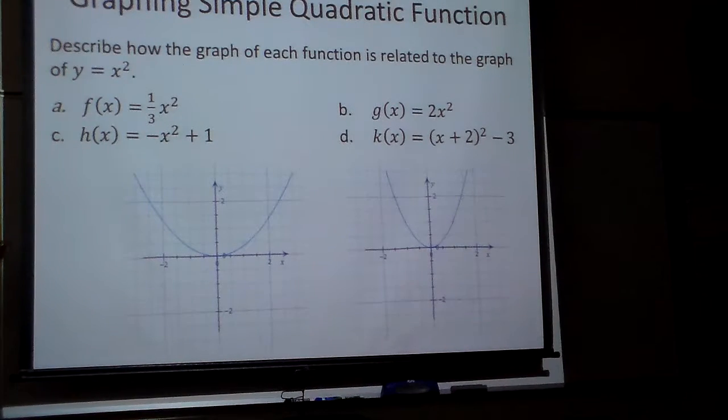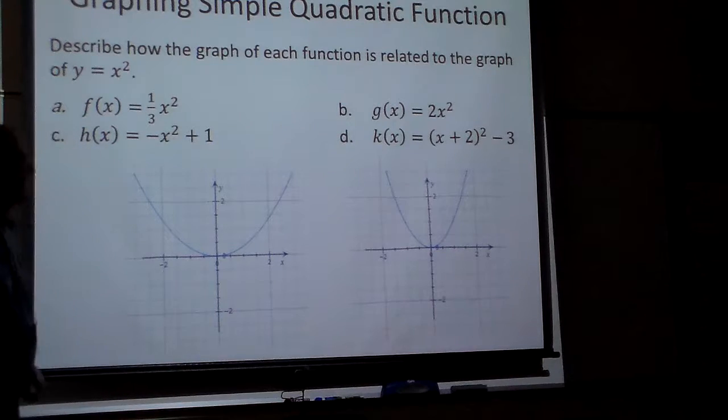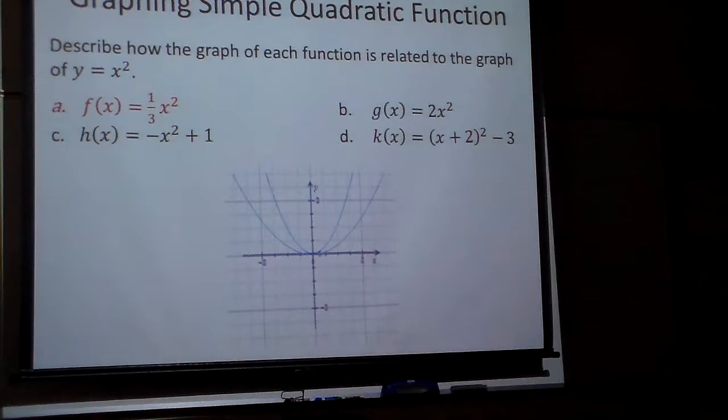It's technically called a vertical shrink. I just like to say fat. Or you could call it horizontally stretched. Okay? What about B? And there are the two graphs together.